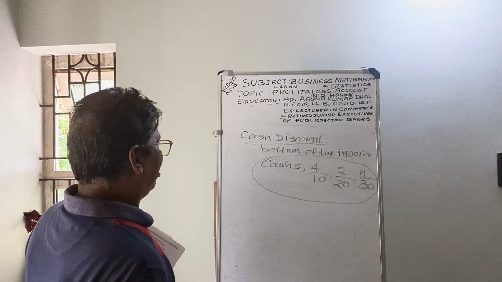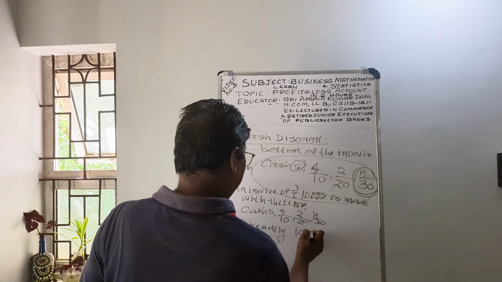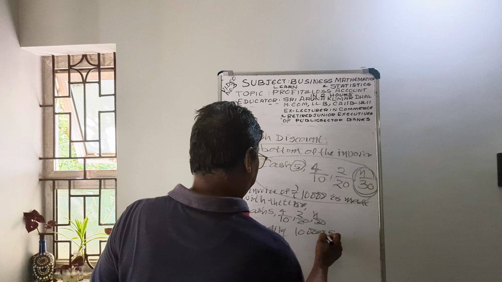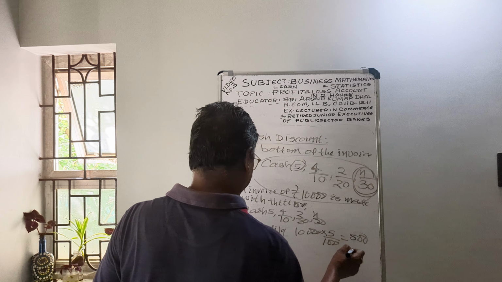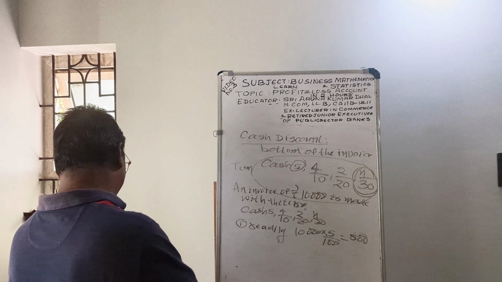First, readily. Readily means he will get 5% discount. That is 10,000 into 5%, so 500 rupees he will get as discount. He has to pay 9,500.